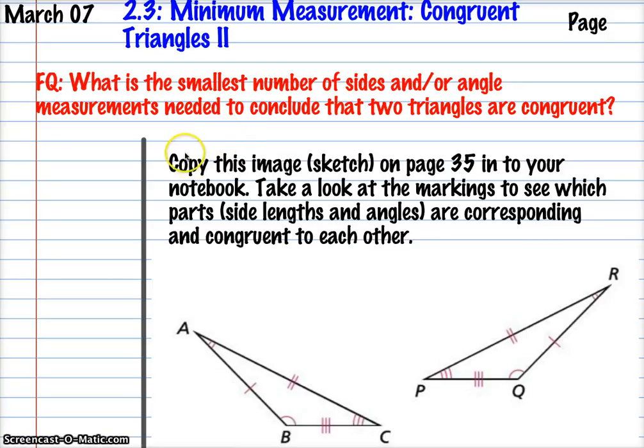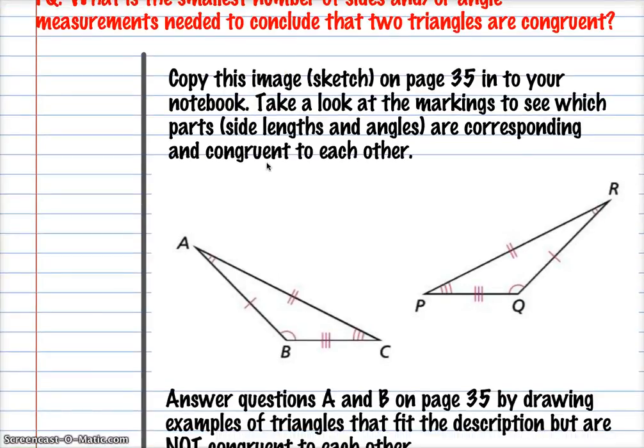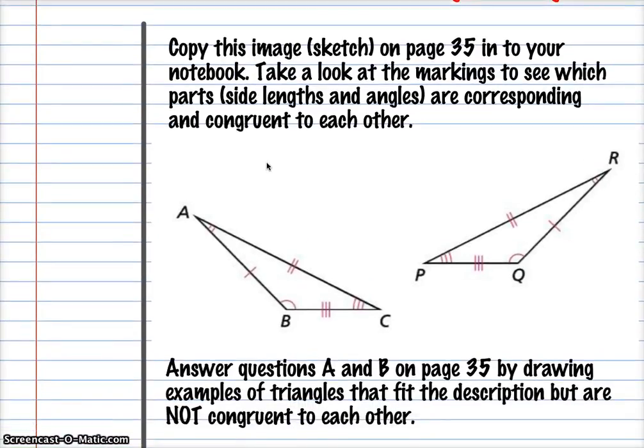Okay. Now this first paragraph, these first couple sentences, you do not need to write in your notebook. It's just telling you what to do. This drawing can be seen on page 35 in your textbook, which I will load onto this page as well. Okay. Now before we move on, there's a couple of markings here that we need to make note of.